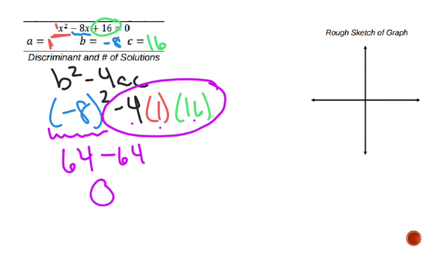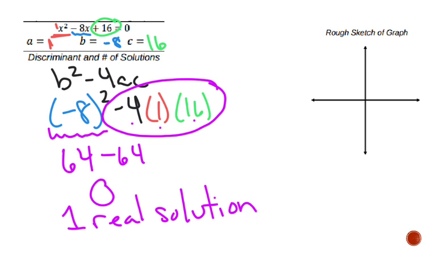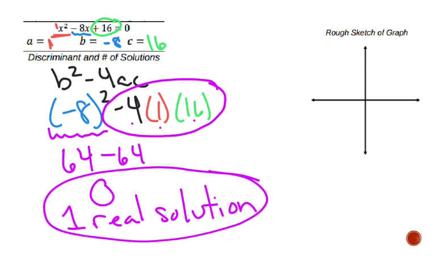So that's our discriminant. Now, if you go back and look at your chart, that says that if the discriminant is equal to 0, that means we're going to have one real solution. Okay, so this is our first part. Our discriminant is equal to 0, and we have one real solution.